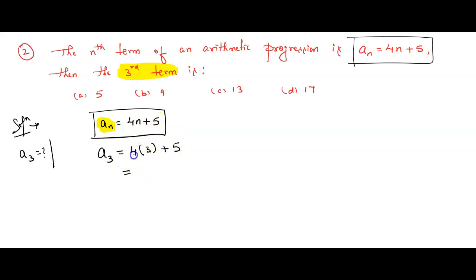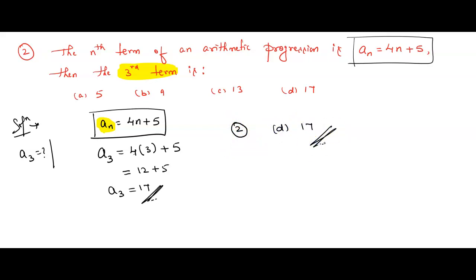Now multiply. 4 threes are 12 plus 5. 12 plus 5 is 17. So what is the third term? Third term is 17. So what is the answer for question number 2? Question number 2, option D, 17 is the correct answer.